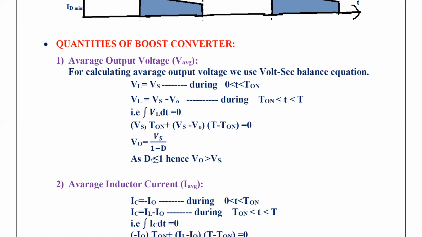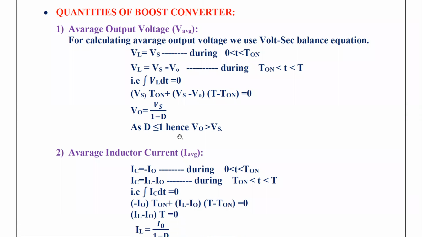So as D is less than or equal to 1, V naught is always greater than VS. That is the reason why this is called a boost converter. There is a rise in the voltage at the output side when you compare with the input source. That is due to the voltage across the inductor boosting the voltage to the load side. So this is the reason why this is called a boost converter. So this is the process to calculate the average output voltage in the case of the boost converter.